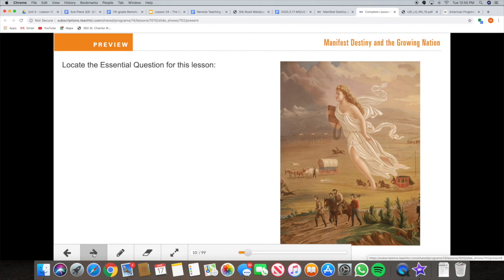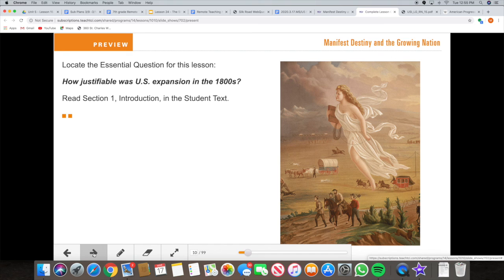Okay, so the essential question for this unit is, how justifiable was U.S. expansion in the 1800s? Again, do you believe it was okay that the U.S. went from the East Coast to the West Coast, taking all the land? At this point, you will do that at your own pace. Go ahead and read section 1. That's the introduction to this unit, which is on page 279, Introduction. Go ahead and read that.